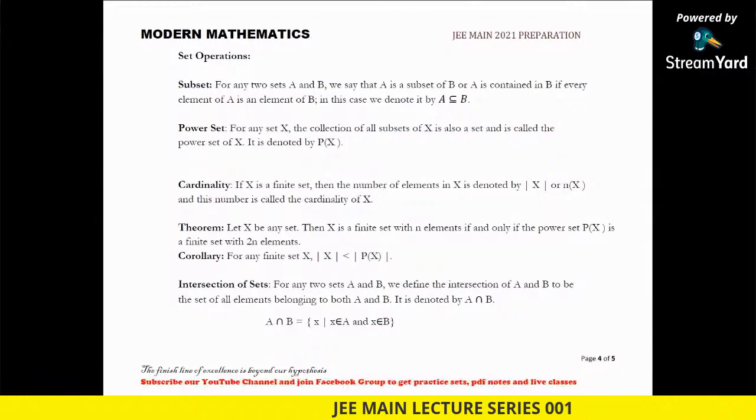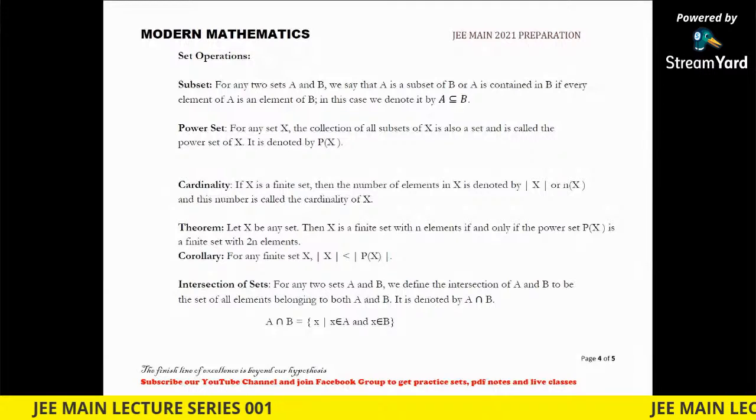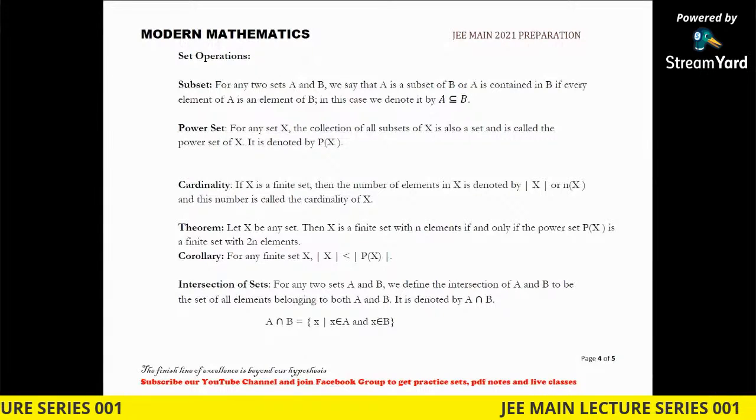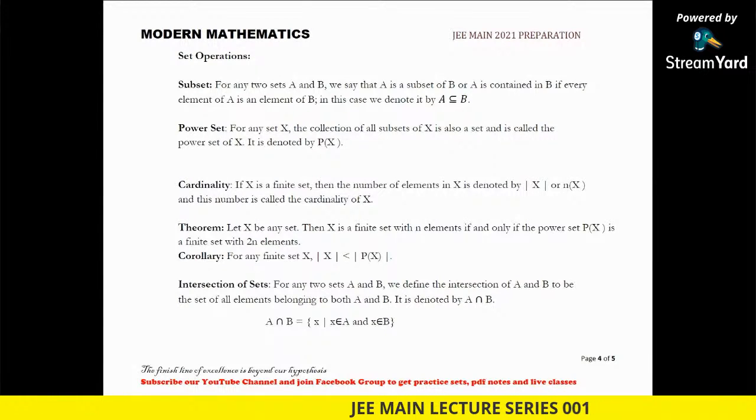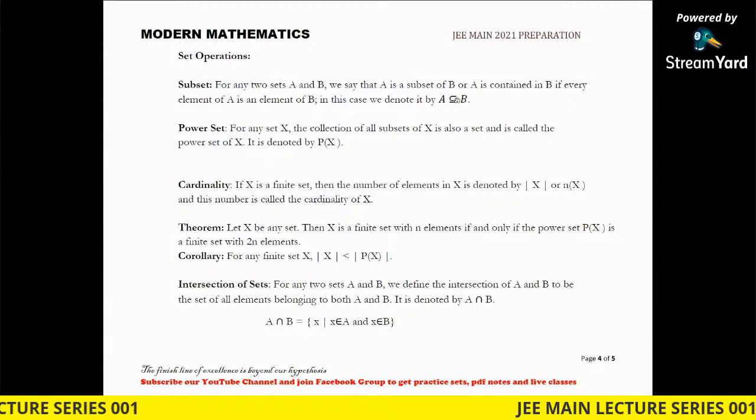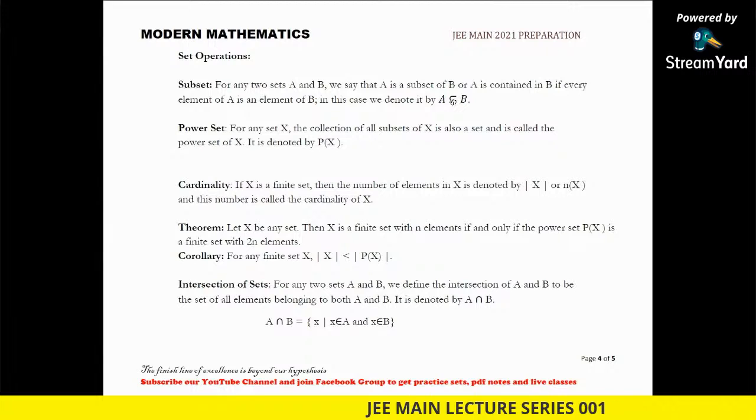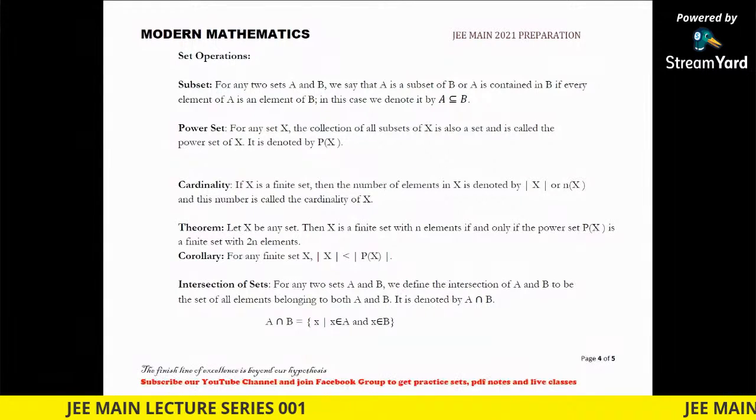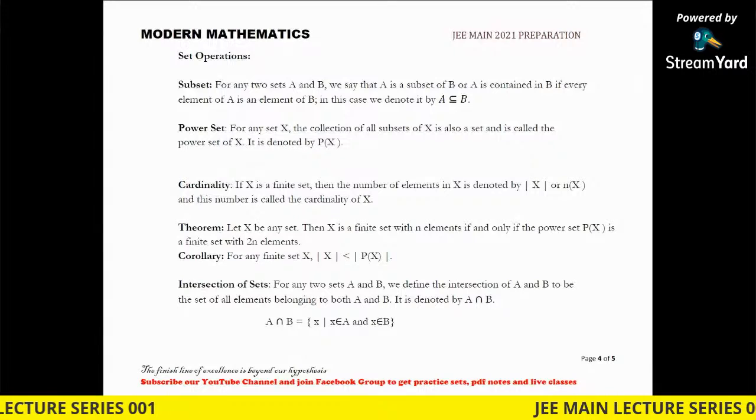So for any two sets A and B, we say that A is a subset of B, or A is contained in B, if every element of A is an element of B. In this case, we denote it by A subset B. This is called the subset sign. That is, if every element of A is in B, we say A is a subset of B.